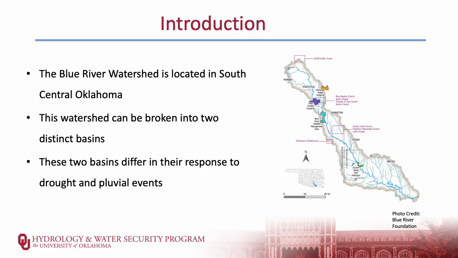So just for a quick introduction of the entire Blue River Basin, it is located within south central Oklahoma, and it can be broken up into two distinct basins. The upper basin ends around the Caddo area. If you're from around that region, you might know where that is. But these two basins can differ a lot in their response to how droughts and pluvial events affect them.